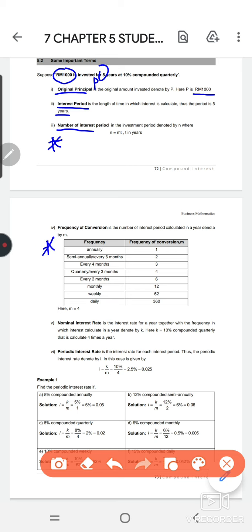And then this one, frequency of conversion is the number of interest period calculated in a year denoted by M. So kat sini kita ada formula N equals to M multiply by T. So we know that T is in years kat sini. Kalau kat sini 5 years, so it means that your T is 5. Okay, so how about M? So M ni sebenarnya adalah frequency of conversion, number of interest period calculated in a year denoted by M. Okay, apa maksud dia? Dia akan ada ayat dekat sini.